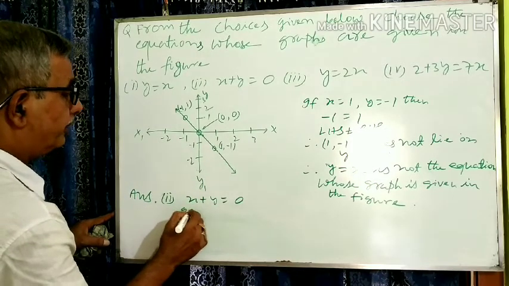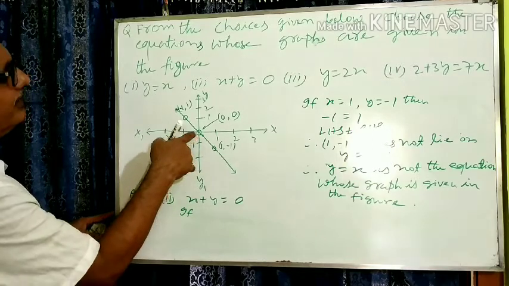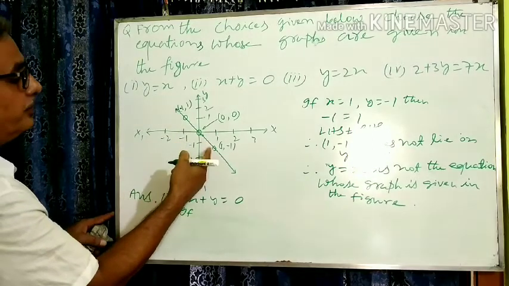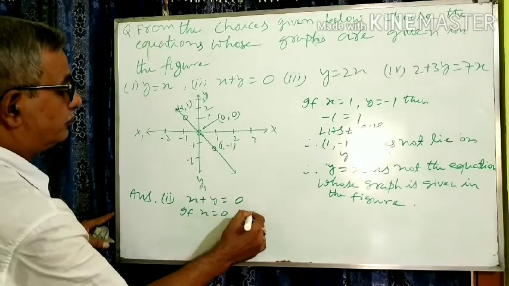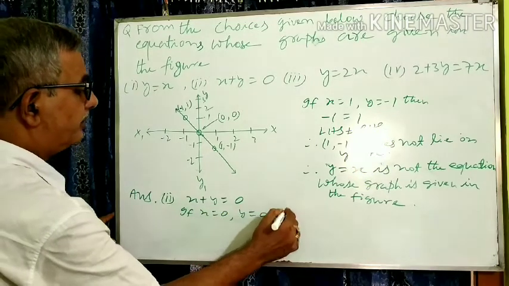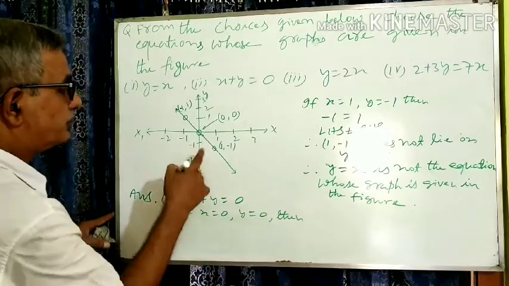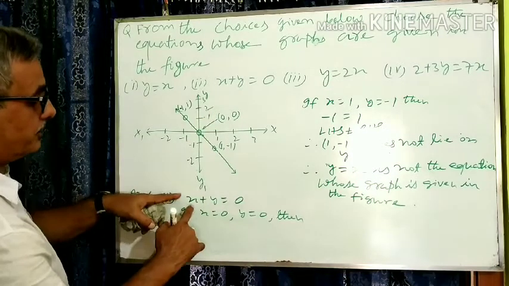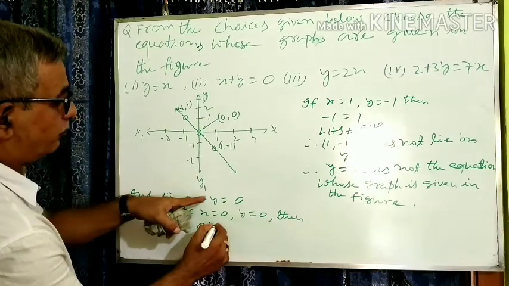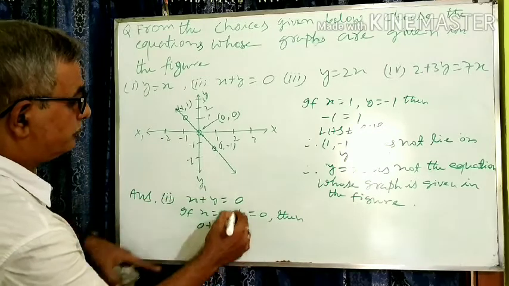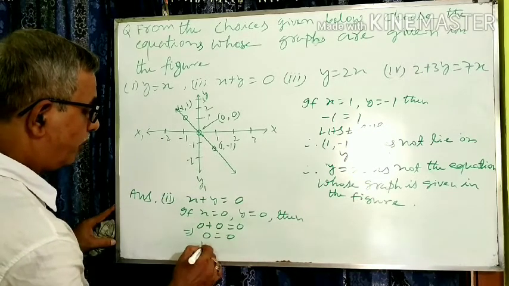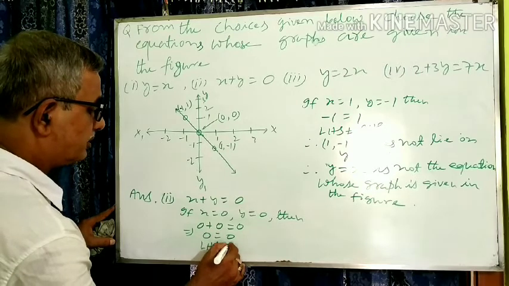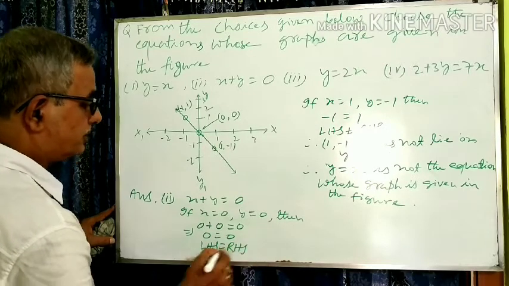If you select any 2 points, same thing, I am taking this point and this point only. X is equal to 0, y is equal to 0. Then what happens? You see, instead of x, 0, plus y is equal to 0, it is 0 is equal to 0. What happens? 0 is equal to 0. So LHS is equal to RHS.